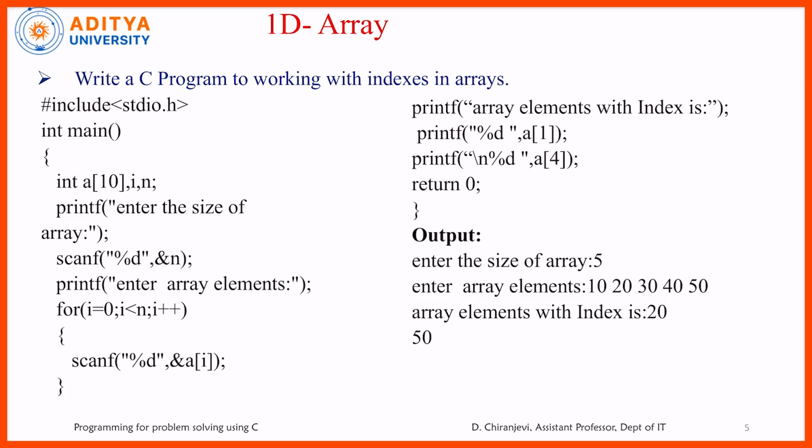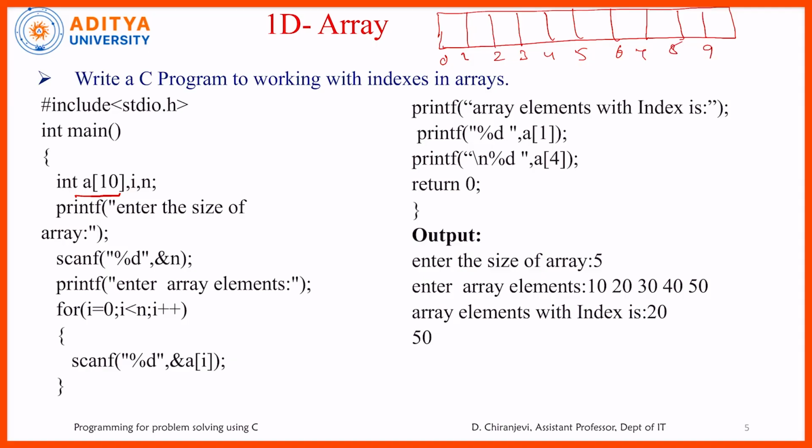Here also the user declares an array of size 10. Whenever an array of size 10 is declared, what will happen? Immediately it will allocate memory for 10 elements, with indexes 0, 1, 2, 3, 4, 5, 6, 7, 8.